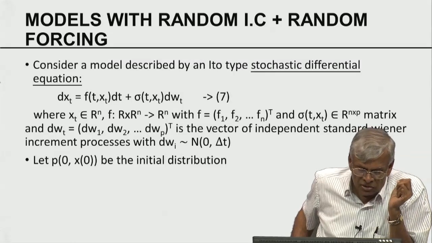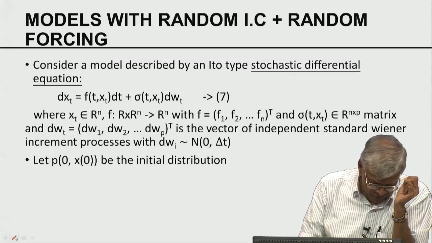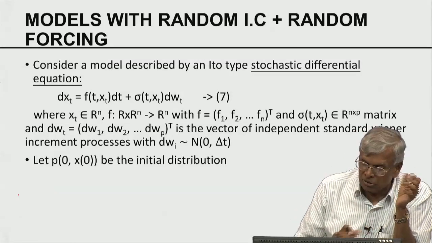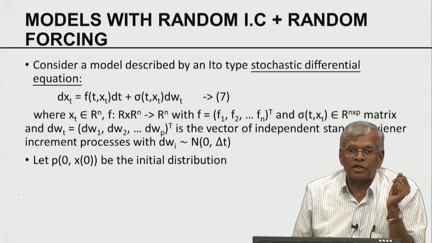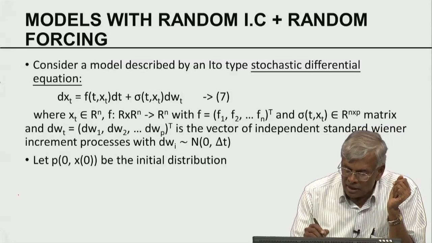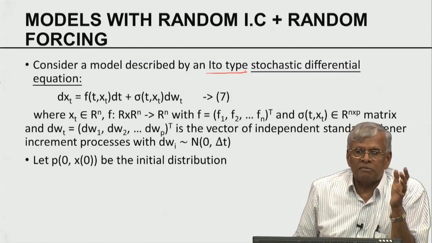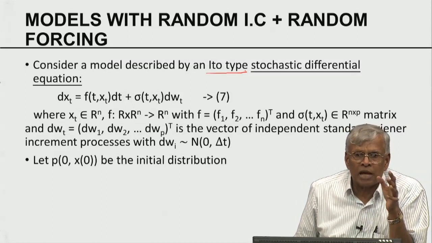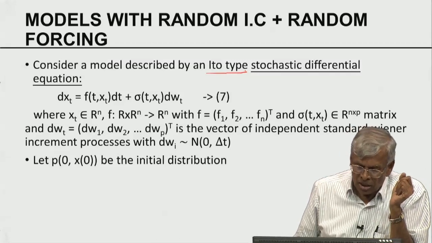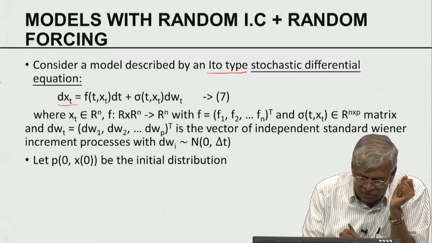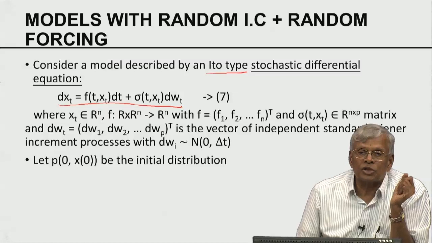There are two sources of randomness. In this case, a perfect way to describe the stochastic differential equation is under the umbrella of what is called stochastic calculus, defined by Ito. So they are called Ito type stochastic differential equations. A typical Ito type stochastic differential equation can be written in this form.